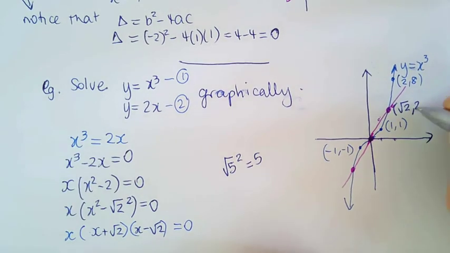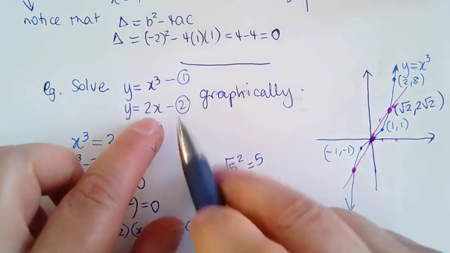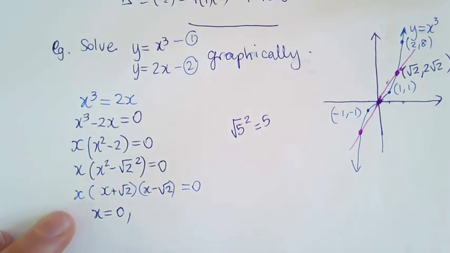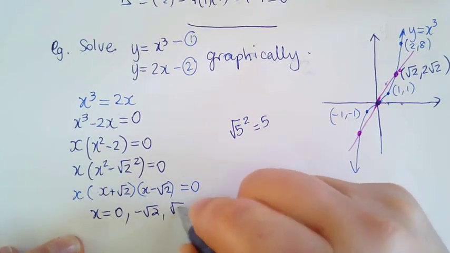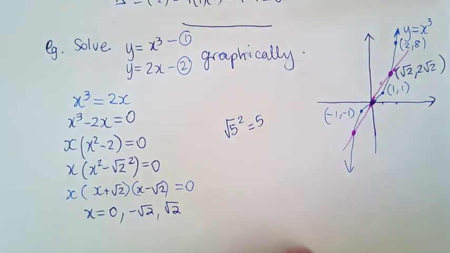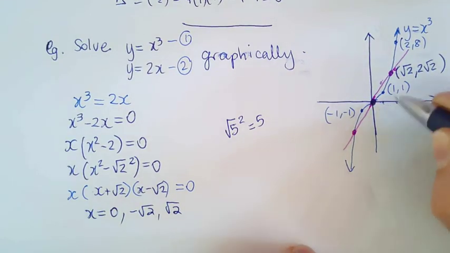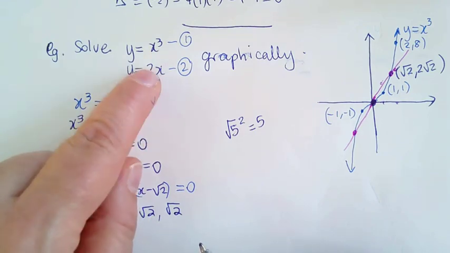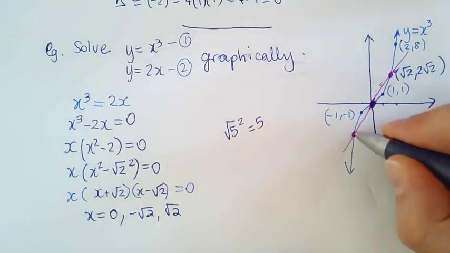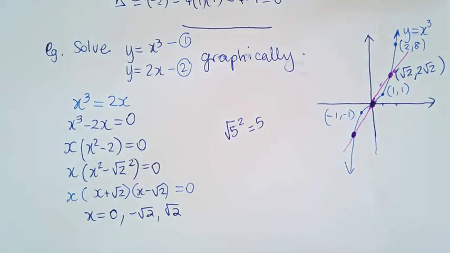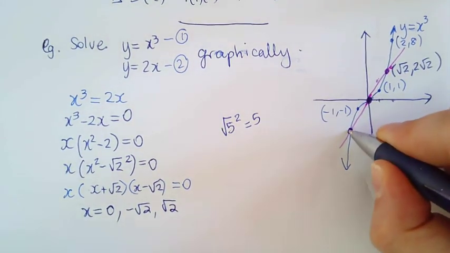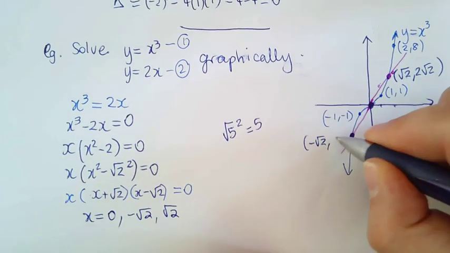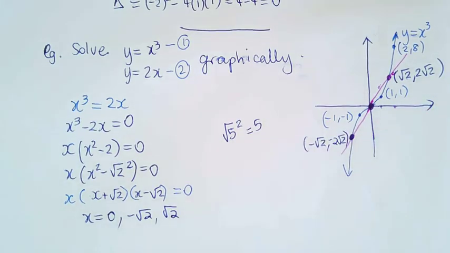The coordinates here are square root of 2, 2 root 2, because once I know x is square root of 2, here are my points of intersection. X is 0, negative root 2, and positive root 2. What's the y value? When x is root 2, I get 2 root 2 for y. What do you think this point is? And I know the graph's not great. What's this point? Negative root 2, comma, 2 times negative root 2 is negative 2 root 2.